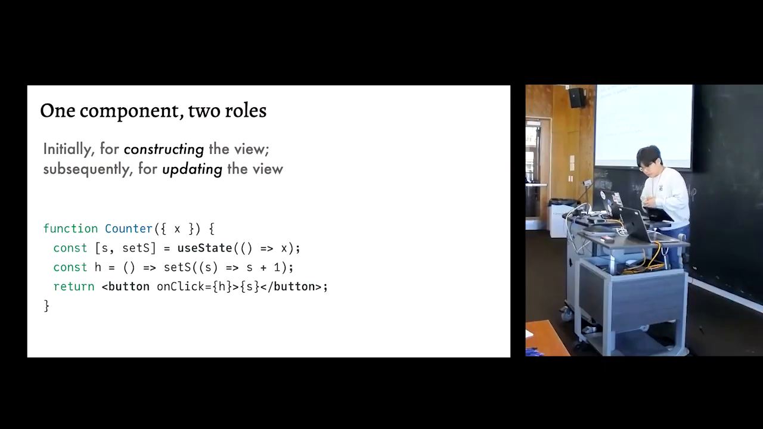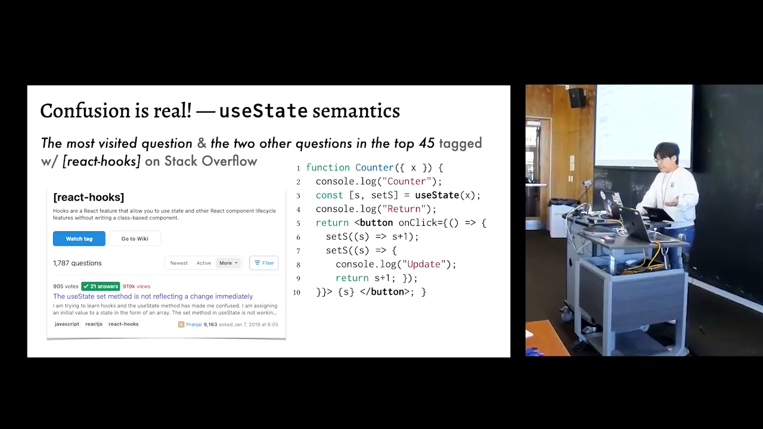So here's a counter component to demonstrate this. When first called, useState uses the argument x to initialize the state s. And when the user clicks the counter, it triggers a re-render, causing React to run the counter again. But this time, useState performs a different task of returning the existing state's value instead of initializing it. And even experienced React developers confuse the semantics of hooks. In fact, the most visited question with the React hooks tag on Stack Overflow asks about useState semantics. This is a code snippet distilled from those questions. And this counter increments the number by 2 every time it's clicked, unlike the previous example.